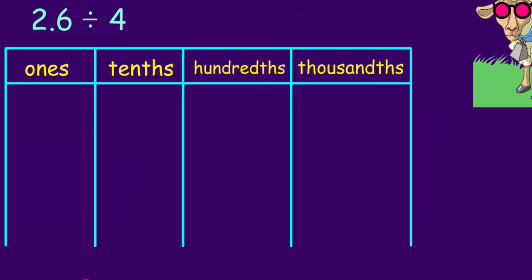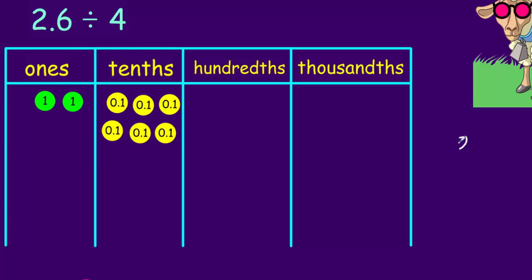Now we have 2 and 6 tenths divided by 4. So what I'm going to first do here is represent my 2 and 6 tenths as my dividend. There's 1 and 2. Oh, and I have 6 tenths. Write my algorithm over here. 2 and 6 tenths. And maybe I want to take my decimal and put it up and away.